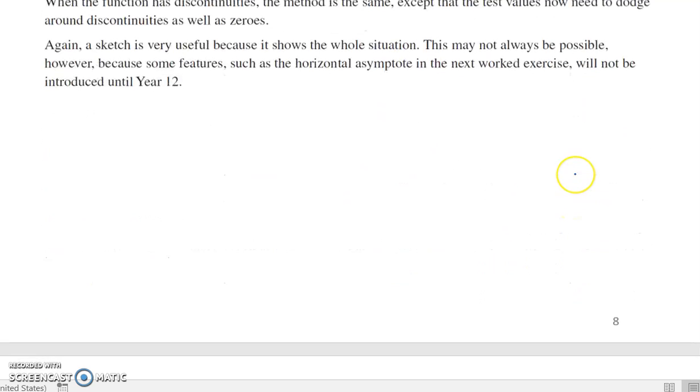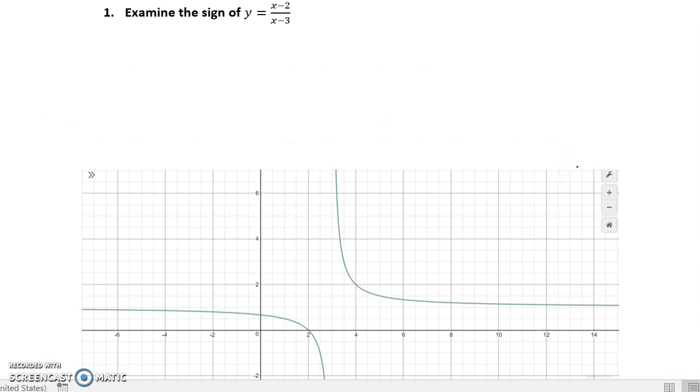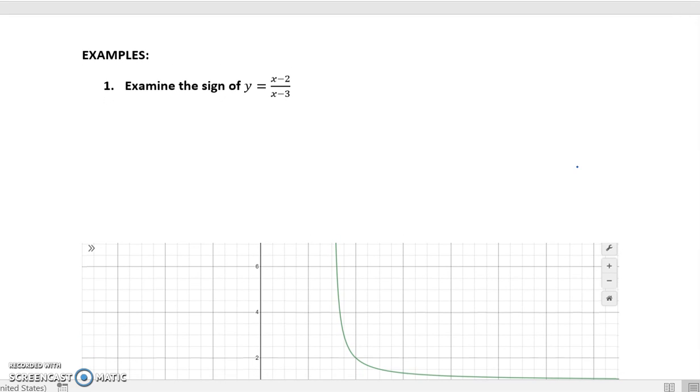You can have a little read of this blurb here. We're not going to look at really sketching these yet, although I've put the decimal graphs in there. All we want to do is examine signs. So if we're thinking about examining signs, you literally want to make a table, just like we were doing. So you're going to put x, y, and your sign in.